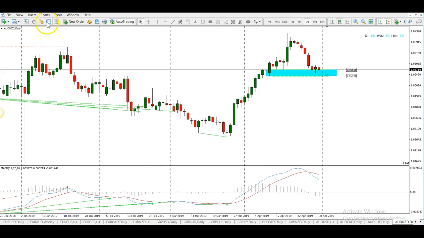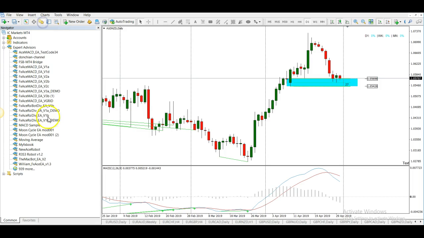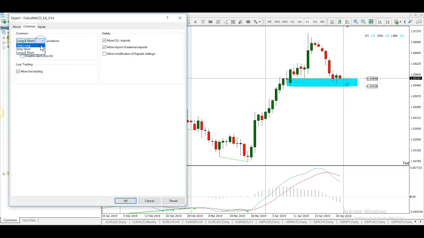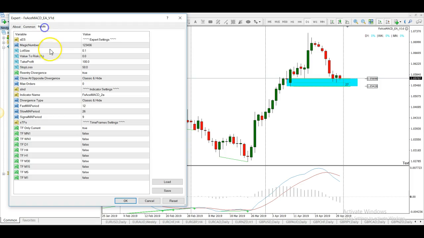So what I'm going to do is simply load the MacBot again. I'm going to go long. Inputs is 1.2. Take profit, you're at 105. So I'm expecting this to go to 108. So this is a long term, short term, kind of long one.